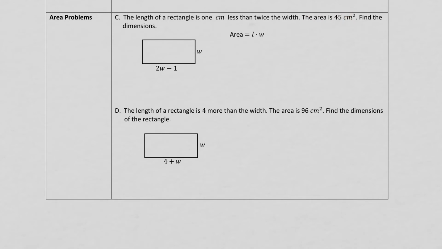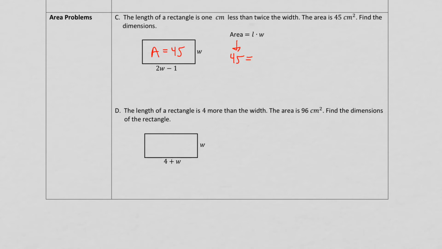And then it says the area is 45 squared centimeters. So the actual area we know we're given is 45 squared centimeters. So in this example, notice how from the area formula, which is length times width, we're given all the parts here. So area here is 45, so I can replace the area with 45.